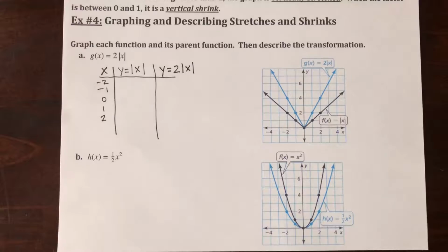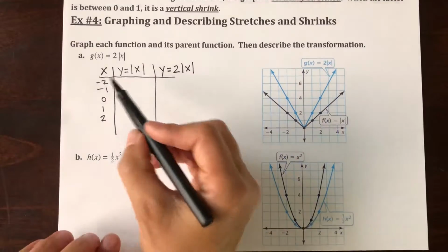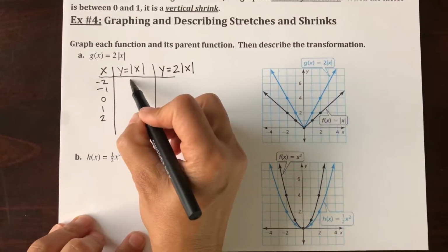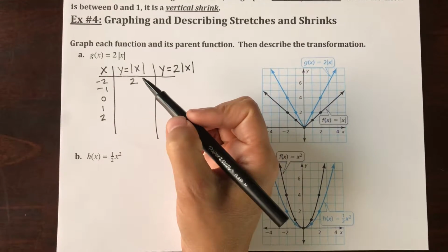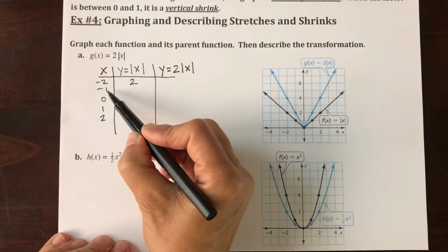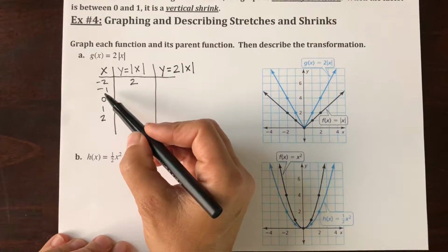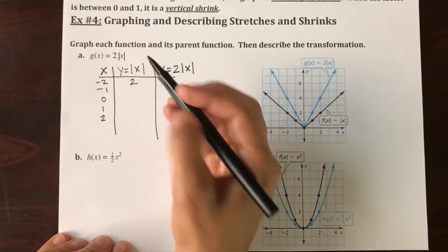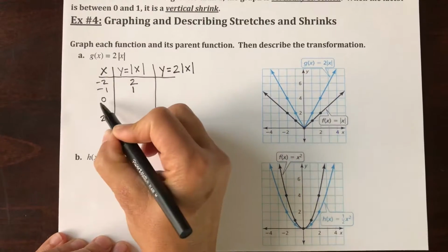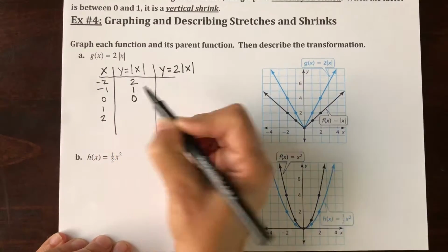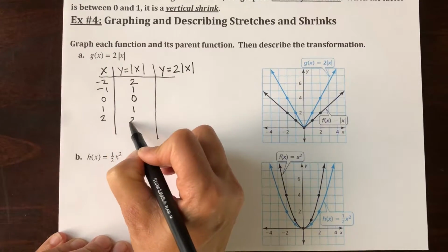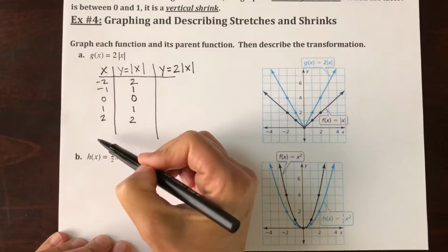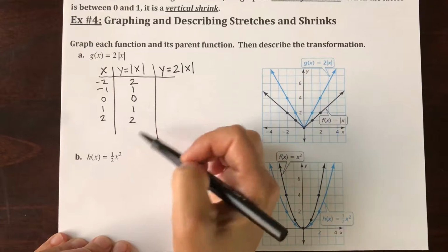Okay, so for our parent function, the absolute value of -2 is 2, because it's 2 units away from 0 on a number line. -1 is a distance of 1 from 0 on a number line, so the absolute value of -1 is 1. The absolute value of 0 is 0. The absolute value of 1 is 1. The absolute value of 2 is 2. So these are our inputs. These are our outputs.